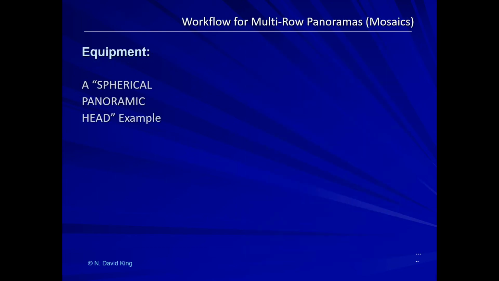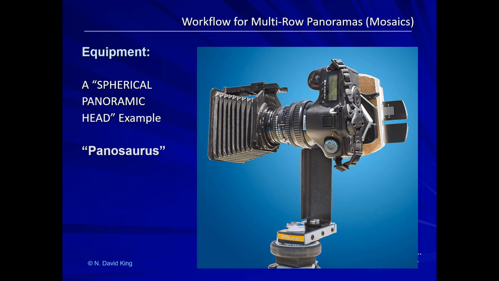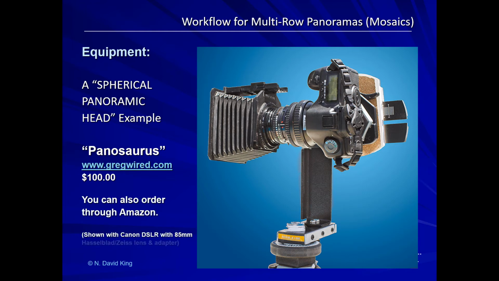But here's another one that, if you were going to get one of these, I might recommend as your starting spherical pano head. It's made by Panosaurus. It's about $100. You can order it from gregwired.com, or you can also order it through Amazon. In this case, it's got a Canon DSLR with an 85mm Hasselblad Zeiss lens and adapter, just to show you how it's mounted. Down at the base is the horizontal pivot, and it's set up so that the lens axis lines up with that pivot in both directions.